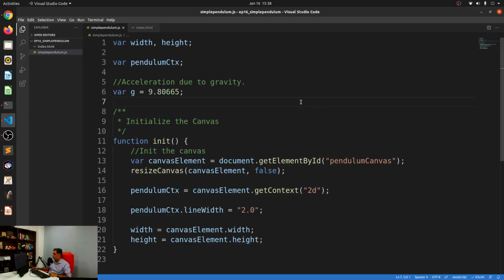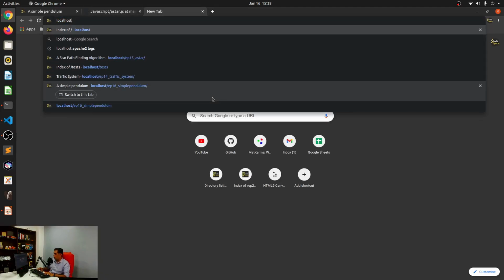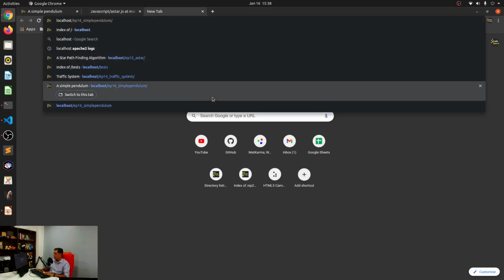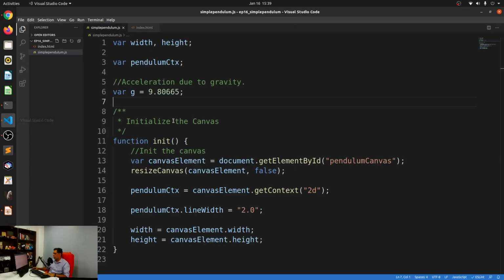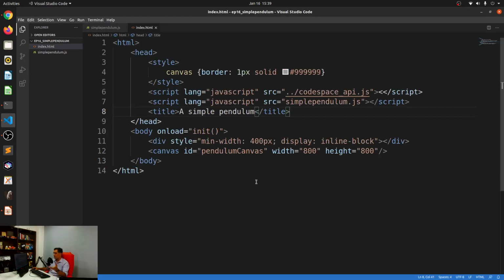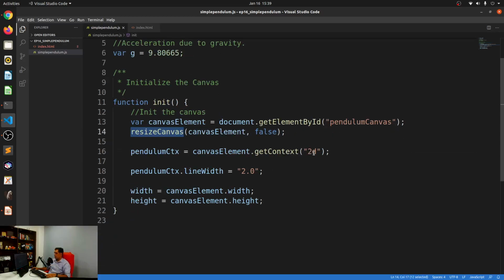All right. So what do I have in preparation for this? Let me just open localhost. I think it's this one. Yeah. So what do I have in preparation for this? Nothing. I just have a very simple HTML canvas and everything, and I have the init method. And in the init method, I'm just resizing the canvas if it is necessary, and then finding out the width and the height.